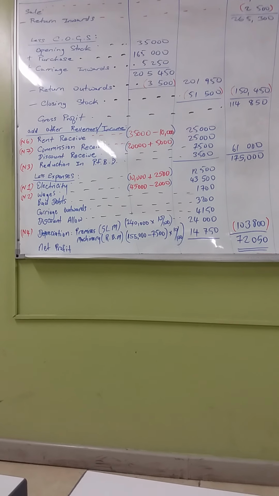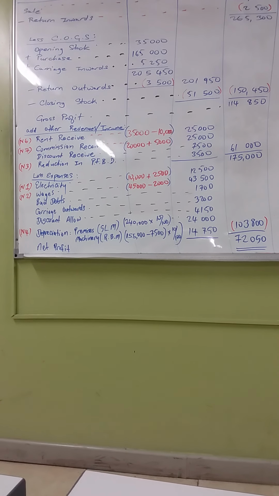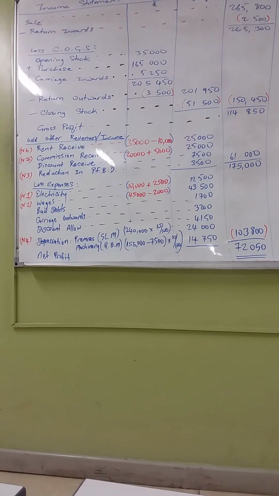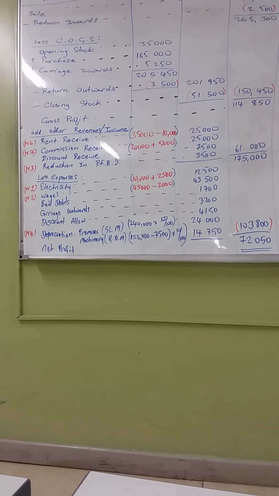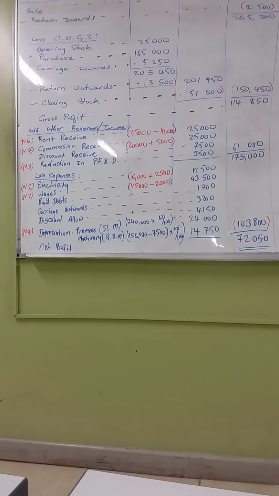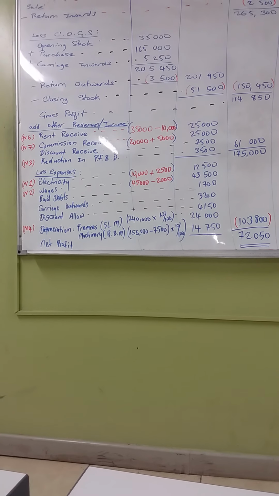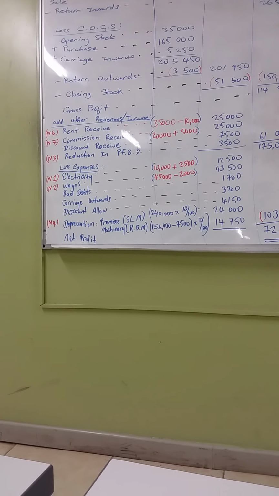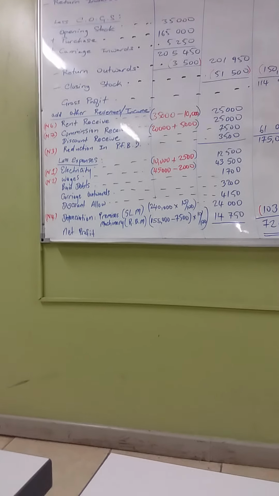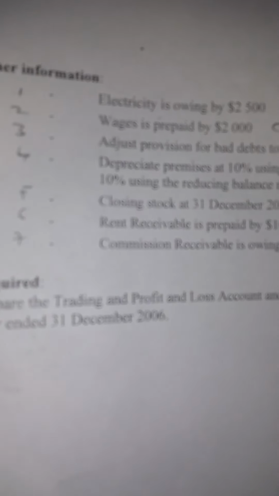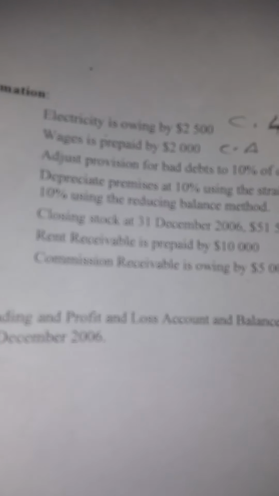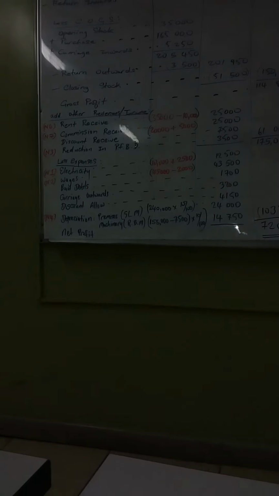Then we move into the section that we call add other revenue, or you could say we're adding other income. We know what our other income are. First off, you have the rent received. Rent received there was 35,000, but there was an adjustment to rent received. If you look carefully at the question, there are some notes, and note 6 speaks to it.